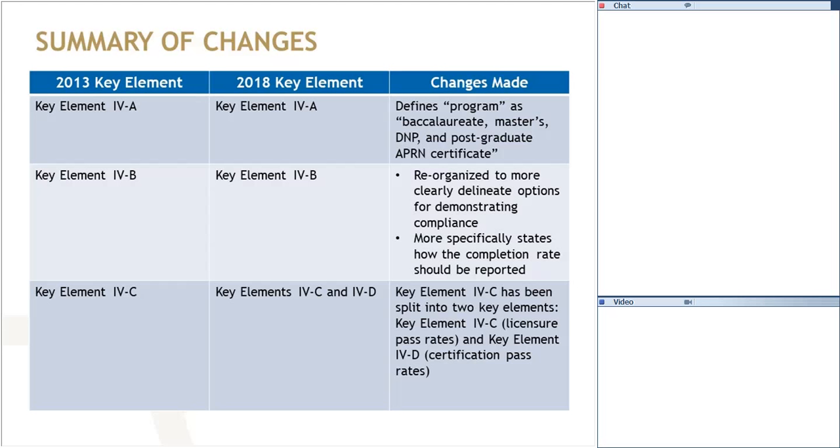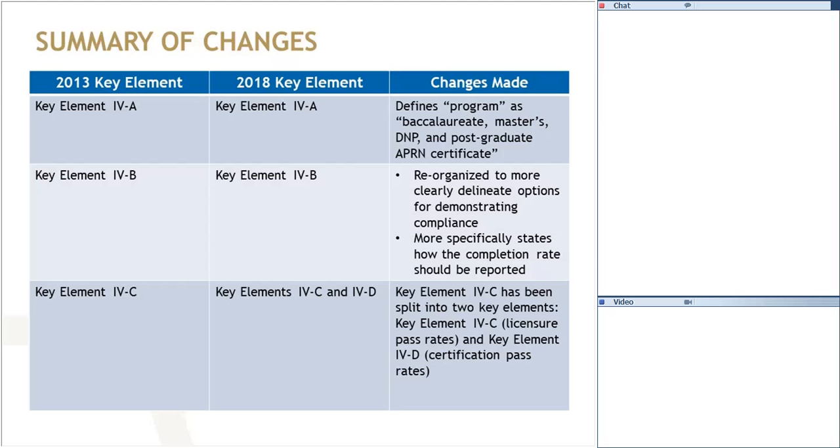Let me get myself unmuted here. The next few slides are going to show you a summary of changes that have been made. In key element 4A, the change has just been editorial, and it defines program as baccalaureate, master's, DNP, or postgraduate certificate, so that it is clear. Key element 4B has been reorganized so that it's clear that there are a number of options that can be used to demonstrate compliance. And more specifically, it states how that completion rate should be reported.